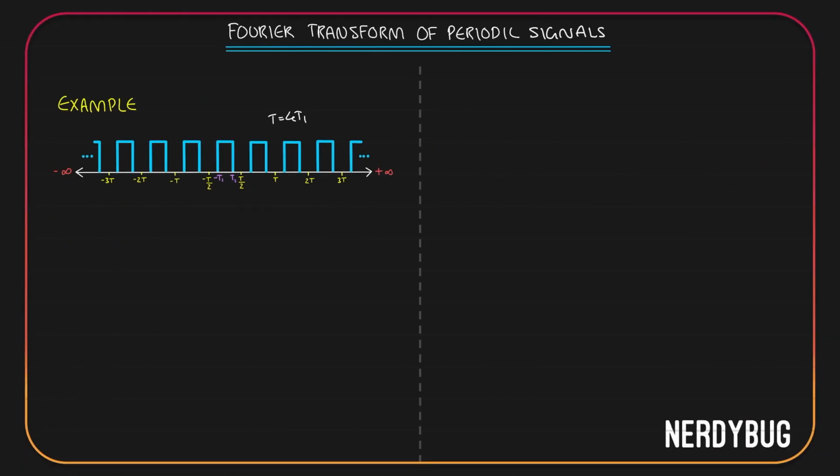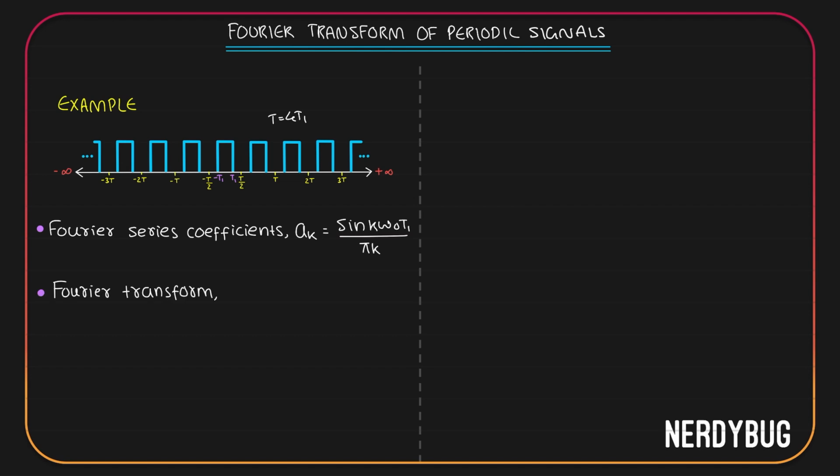To show an example, I have taken the same periodic square wave that we dealt with before, where T is 4 times T1. In one of our previous videos, we have found out the Fourier series coefficients of this wave, and it was sine k omega naught T1 divided by pi k. Now let us try to find out its Fourier transform.